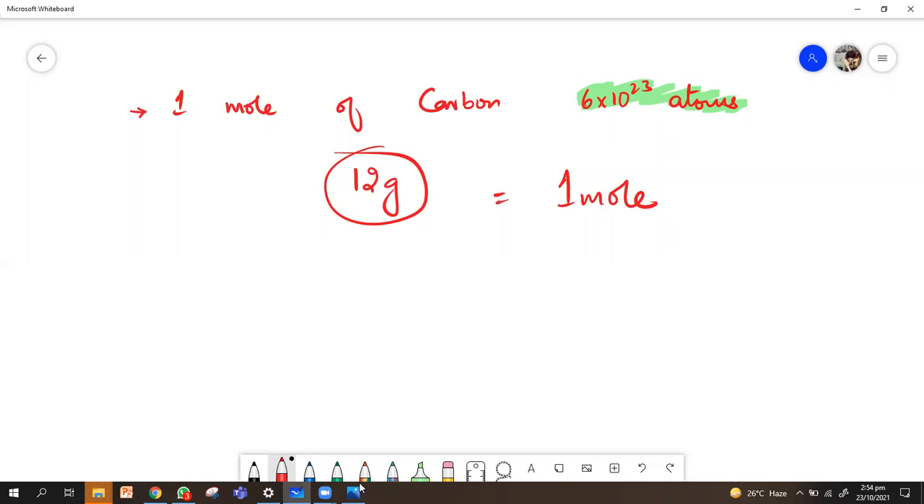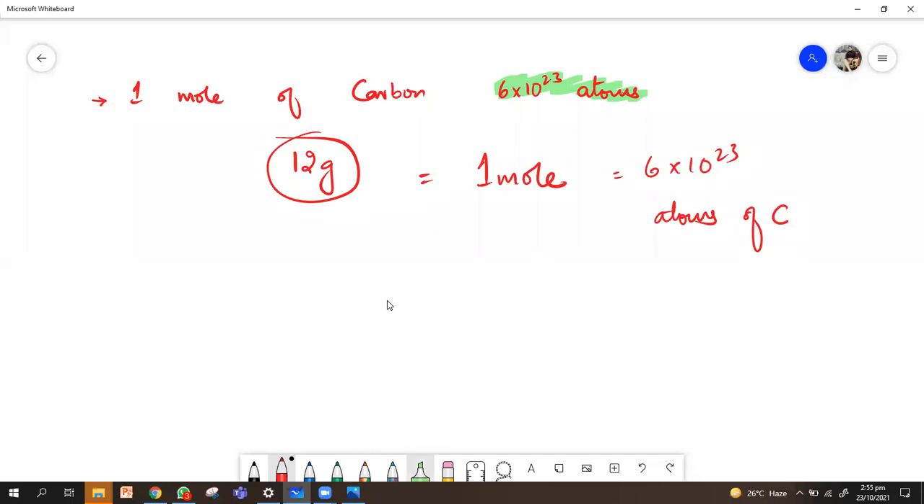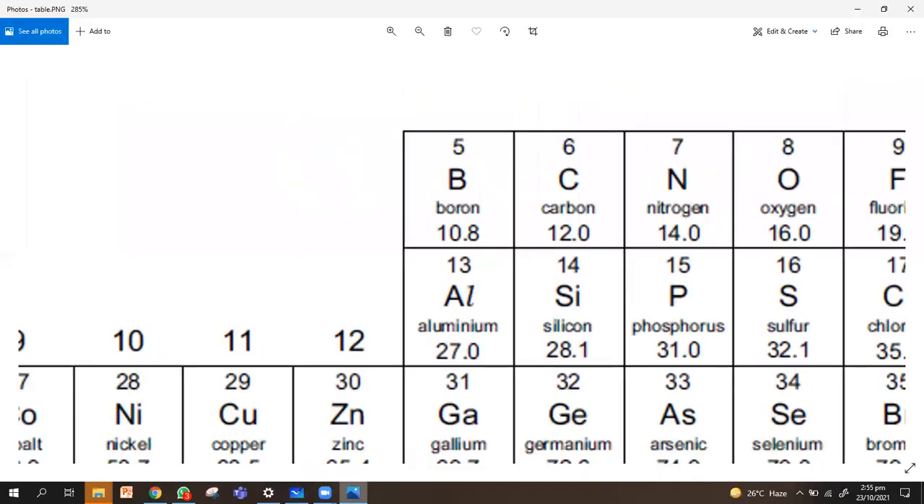Now we are not interested, or you should rather not be interested, in how he found this out. And this applies on every element. So 12 grams of carbon will be equal to one mole, will be equal to 6 × 10²³ atoms of carbon. All right. So that's the point. This is something really good that he gave, the concept of how we would measure one mole.